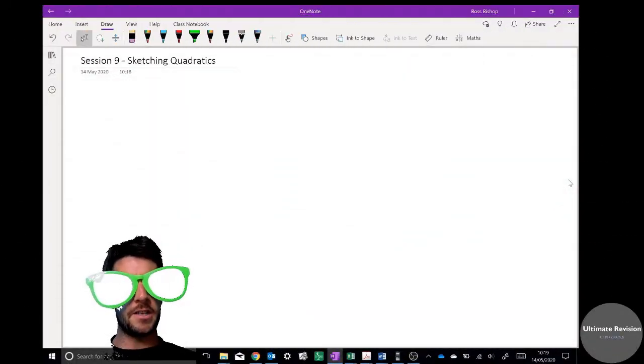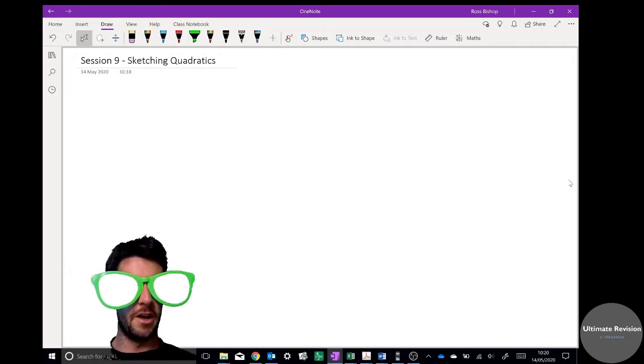Okay, welcome back, guys. Session 9. What we're looking at today is sketching quadratics. So we're carrying on with quadratics, and we're going to be sketching quadratics in this session, which does involve, you'll see, solving quadratics as a big feature of sketching quadratics as well.